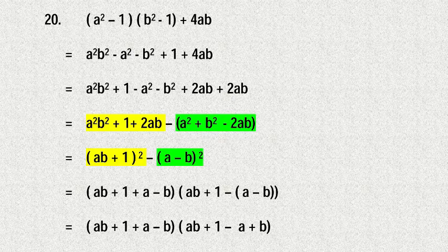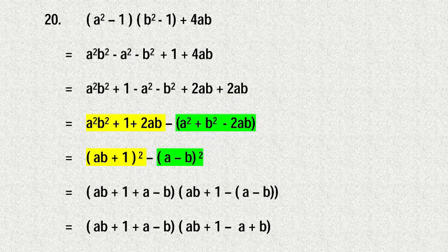For that I need ab. Again a² b² is another term. For that also we need ab to express in the form of an identity. So 4ab is expressed as 2ab + 2ab. Rearrange the terms: a²b² + 1 + 2ab − (a² + b² − 2ab). So a²b² + 1 + 2ab will result as (ab + 1)², minus of a² + b² − 2ab will result as (a − b)².